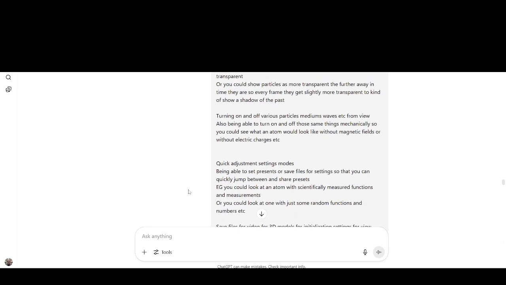Turning on and off various particles, mediums, waves, etc. from view. Also being able to turn on and off those same things mechanically, so you could see what an atom would look like without magnetic fields or without electric charges, etc.